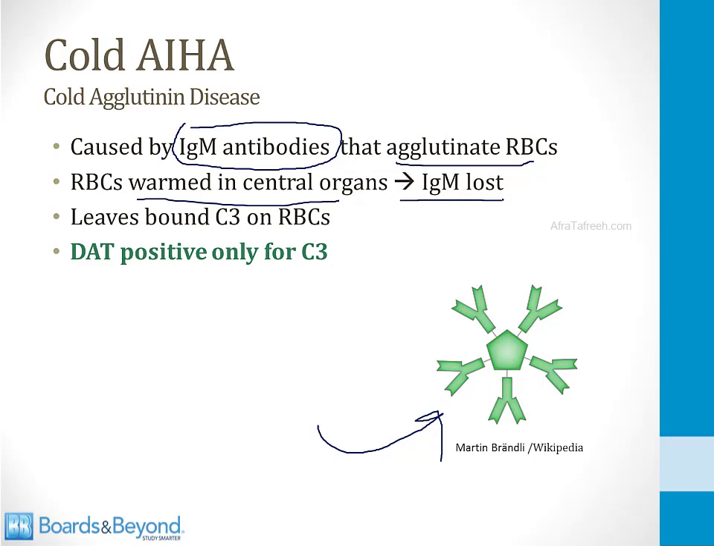However, because IgM can fix complement, it will leave bound C3 on the red blood cells, and this will cause hemolysis. It will also cause the direct antiglobulin test to be positive, but not for IgG. It will be positive only for C3.